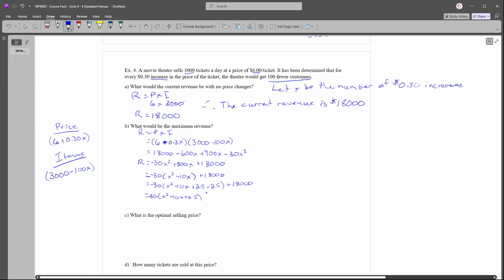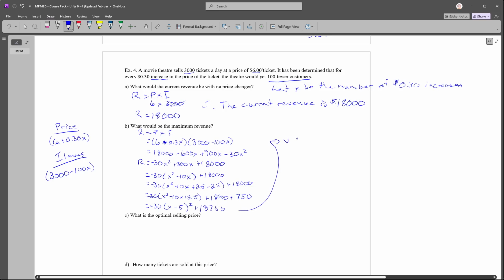Now we're going to bring the negative 25 to the outside, but to do that, we're going to have to multiply it by negative 30. So that should be 750. Yes. So it's going to be, because negatives and negatives. So we have plus 18,000 plus 750. So finally, we're going to end up with negative 30 times, we got our perfect square trinomial, x minus 5 squared. And now on the outside, we have plus 18,750.